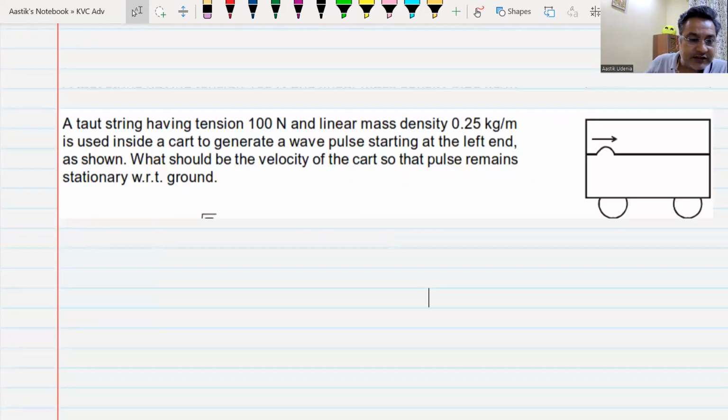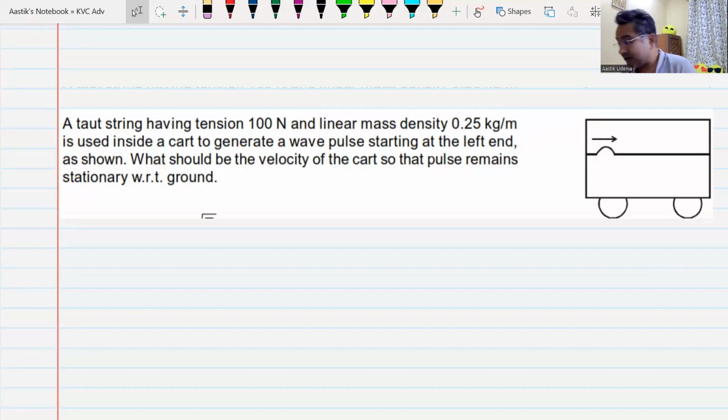A taut string having tension 100 Newton and linear mass density 0.5 kg per meter is used inside a cart to generate a wave pulse starting at the left end as shown in the figure. What should be the velocity of the cart so that the pulse remains stationary with respect to ground? A very simple and a very elegant question. I love this. I'll give you 2 minutes for you to share my feelings. 2 minutes you have.